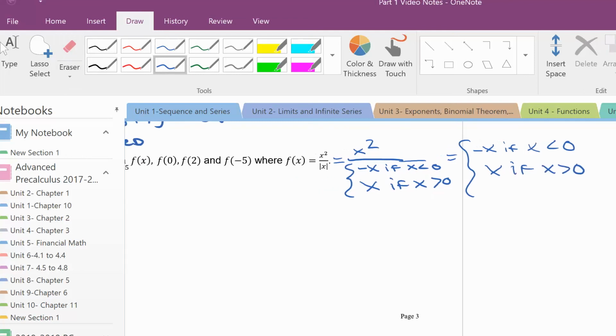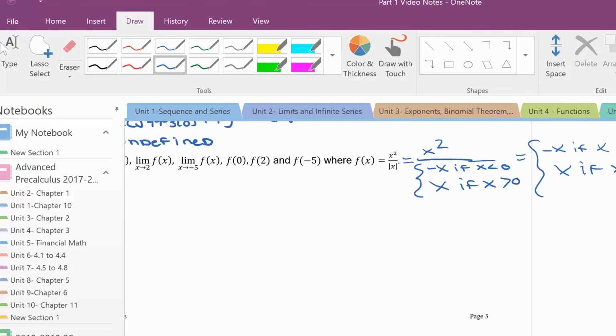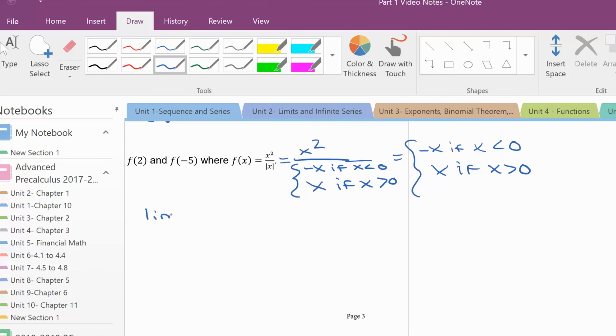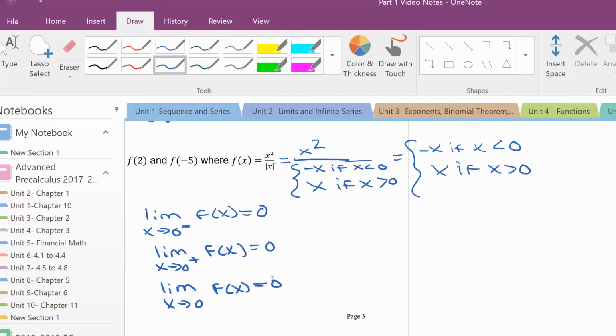So now you need to find some things. First, it wants you to find the limit as x approaches 0. Now, x approaches 0, it has different rules for the left and right, so you have to find both limits. The limit from the left is 0, because left means less than. The limit from the right is also 0, because if you put that in, you get 0. So that means the limit as x approaches 0 of the function is 0. Now, if I were to find f of 0, it is undefined. There's no definition for 0. It's a restriction.